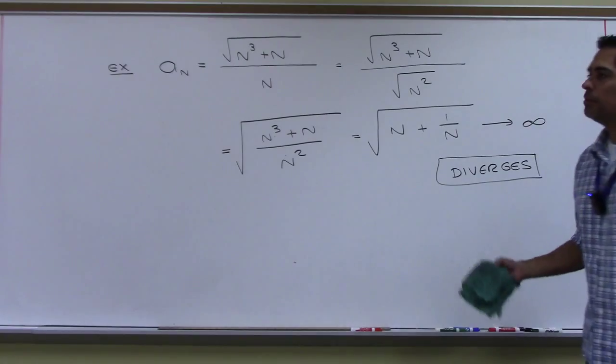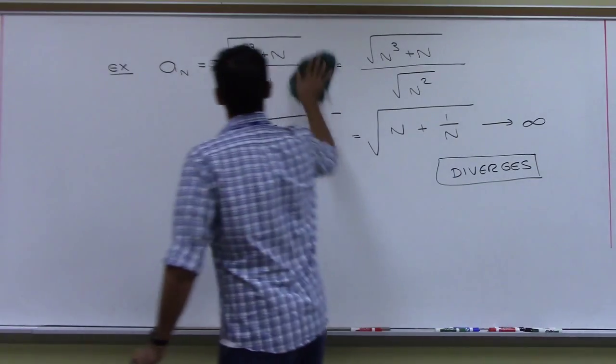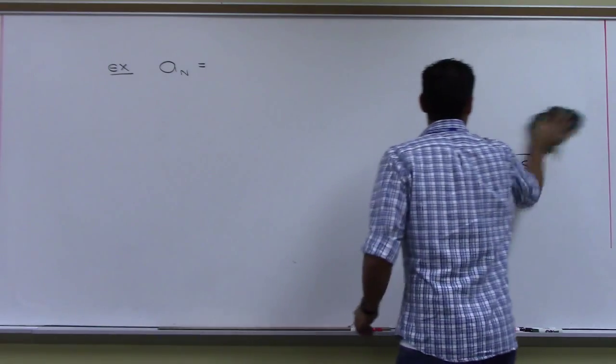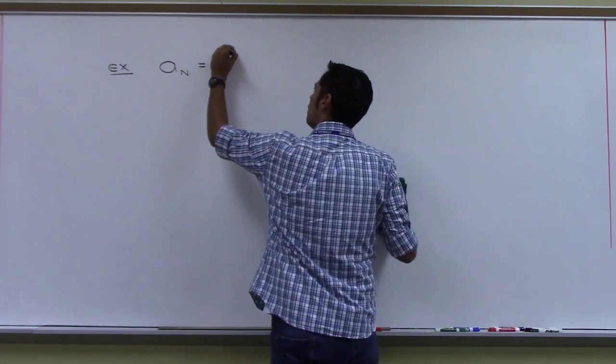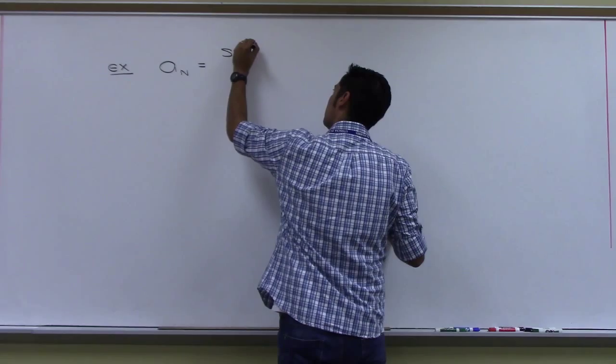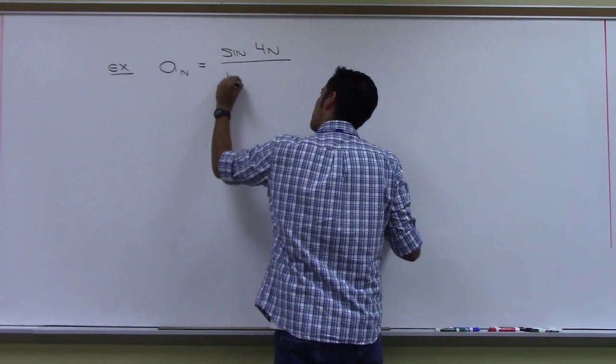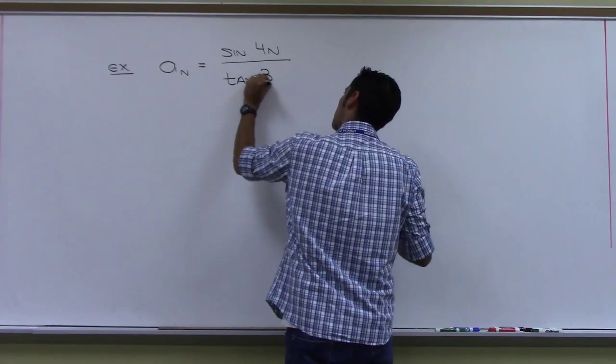Shall we do another? Of course, yes. So how about this? Sine 4n over tangent 3n.